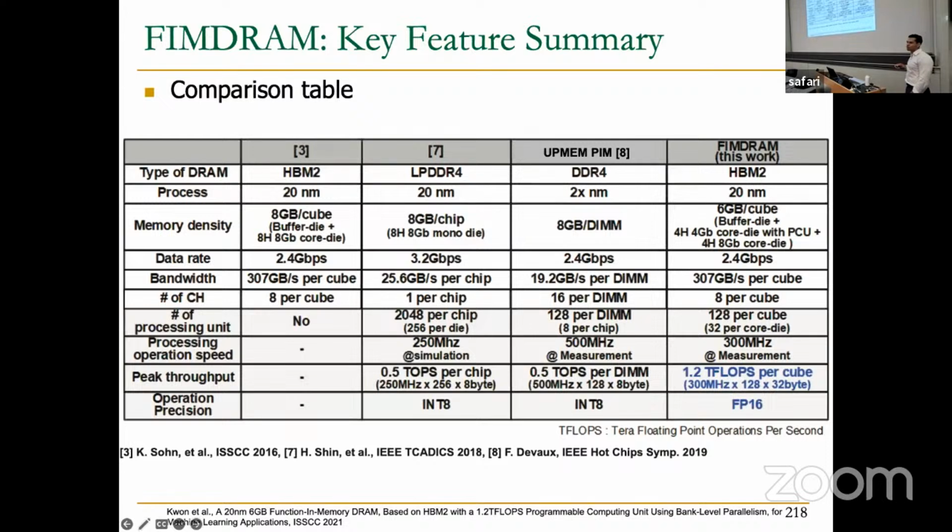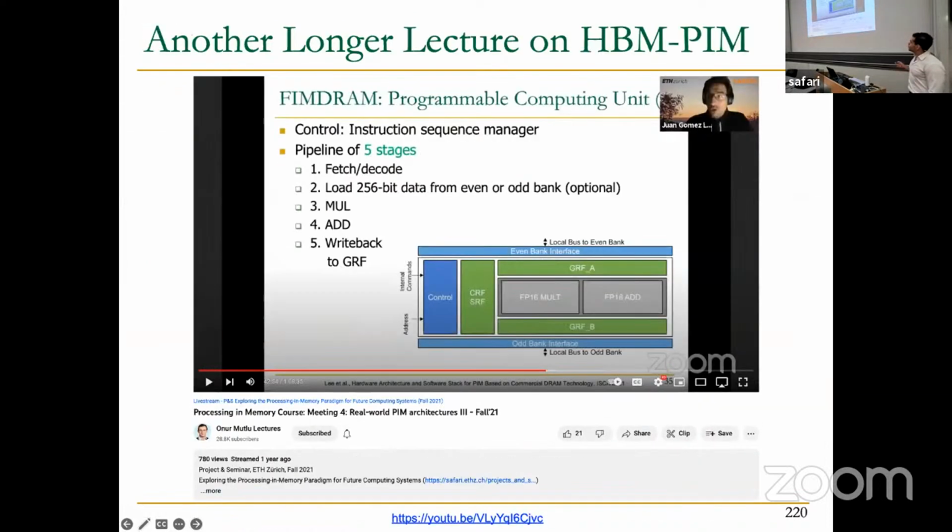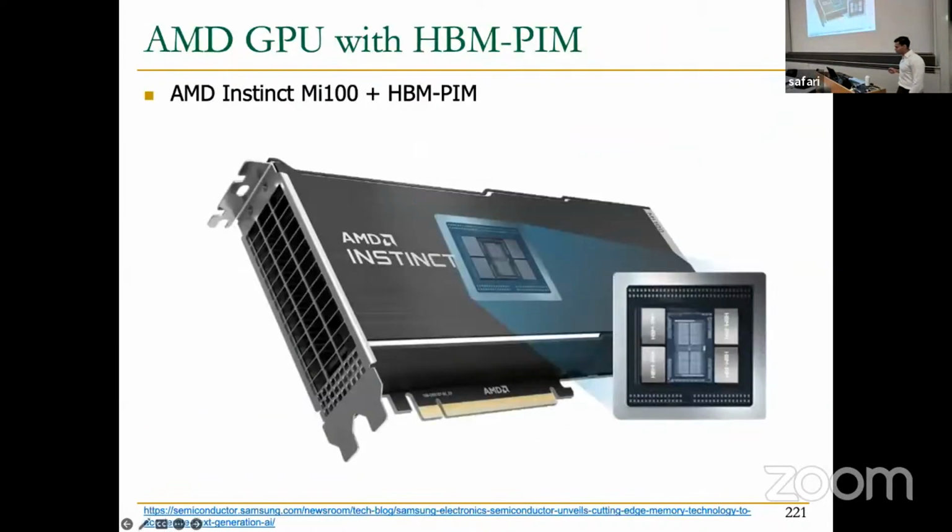Similar to what we saw before in UPMEM, the clock frequency of the processor is not so high, again, because manufacturing logic using DRAM manufacturing processes is complicated, even for a memory manufacturer like Samsung. But overall, because of the available parallelism that they have, they achieve quite high peak throughput per cube, 1.2 teraflops per cube. And since they are targeting neural network inference, they support floating point operations, while the UPMEM PIM chip mostly supports integer arithmetic operations. So if you are interested in this architecture, we have more lectures on those.